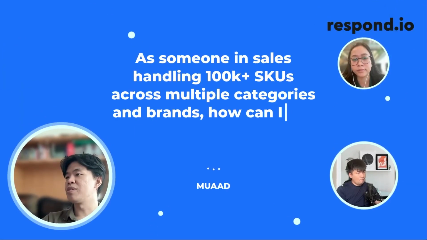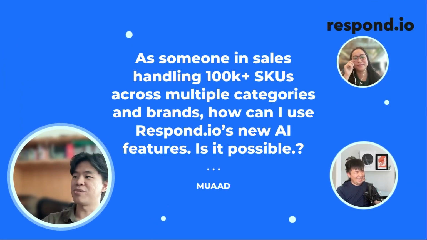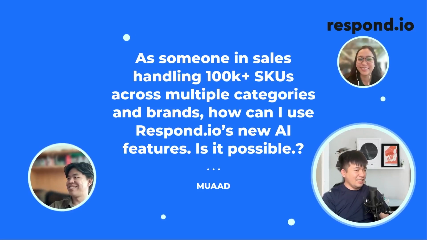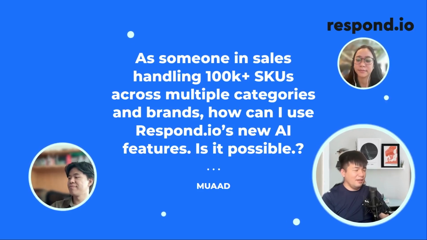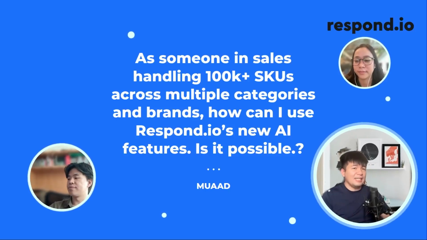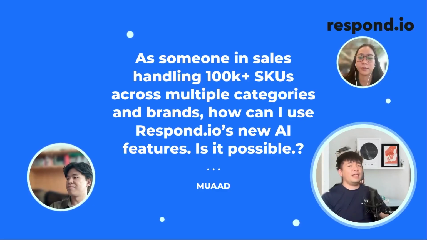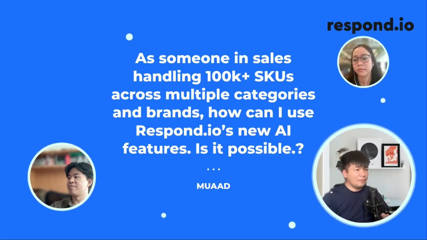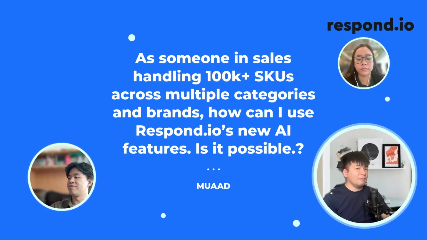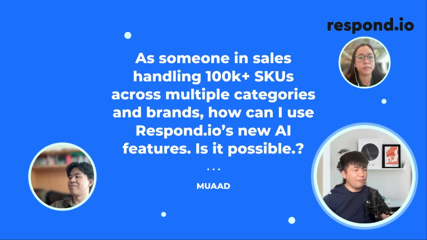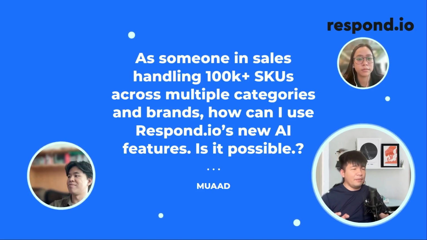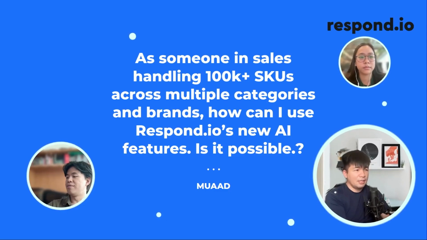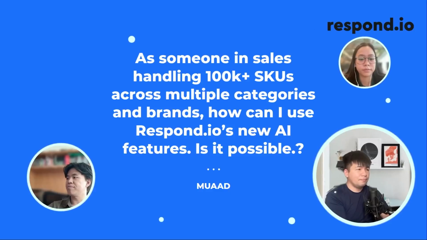Next, from Muad. As someone in sales handling 100K SKUs across multiple categories and brands, how can I use Respond.io's new AI feature? Is it possible? Oof. Yeah, there's a problem with 100,000+ SKUs. I will go back to the same thing as just now, which is if you have a CSV table of it, or if you can documentize it, that will be better, because a website tends to have things left out. Again, same as a human, when they design the website or when they go to the website, they might not see the price, they might not see certain things. So I would still recommend a full-fledged table, because our AI agent reads tables very, very well right now. And then the second step is, if there's an endpoint to get stocks, to check for recommended products, that will be best also when API request is out. Yep. All right.